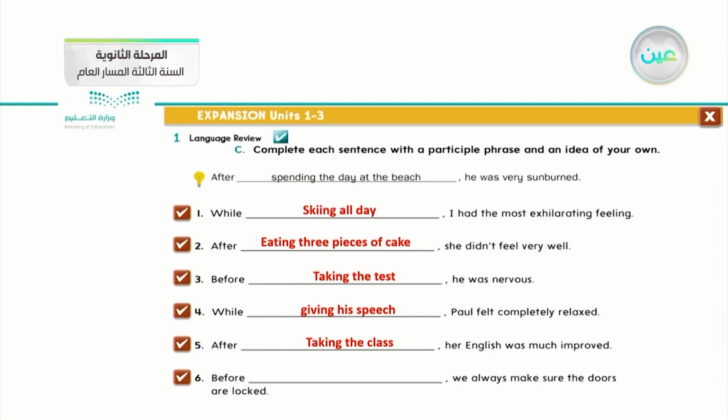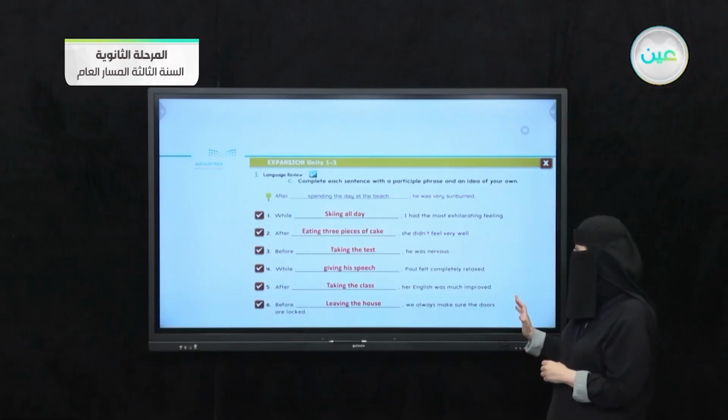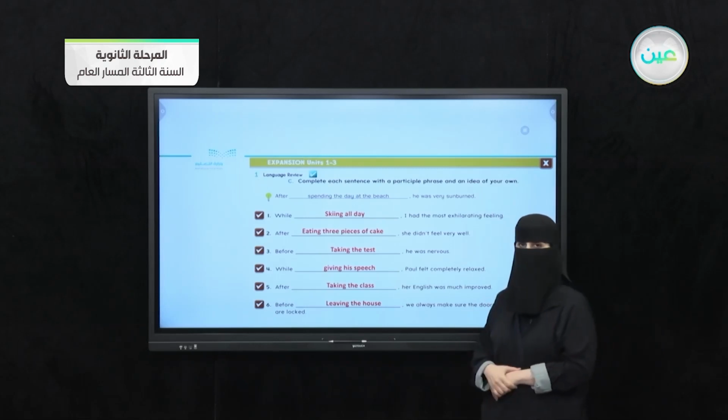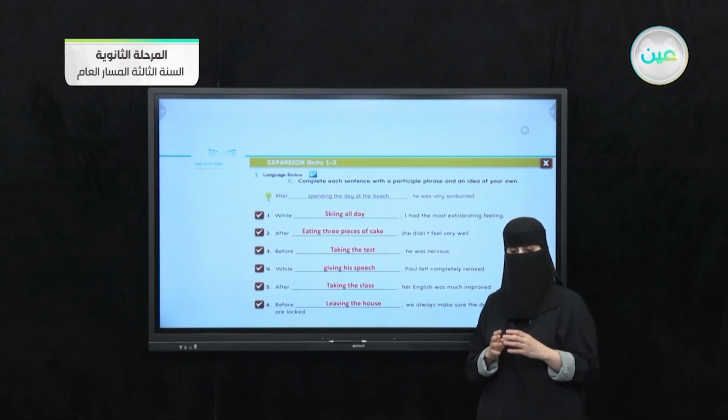And the last point is before space, we always make sure the doors are locked. Before leaving the house, we will make sure that we always close the doors, or we make sure the doors are locked. So from this question, we notice that we should apply our own ideas to reduce the adjective clauses and make them noun phrases.